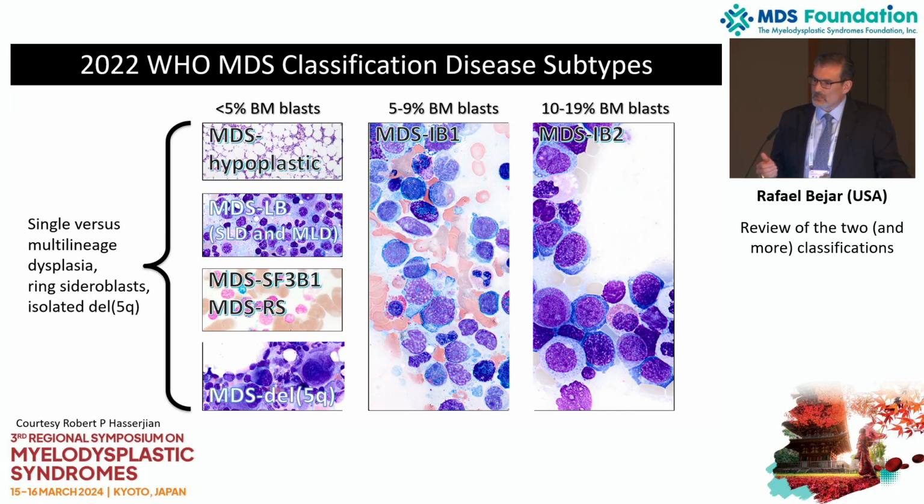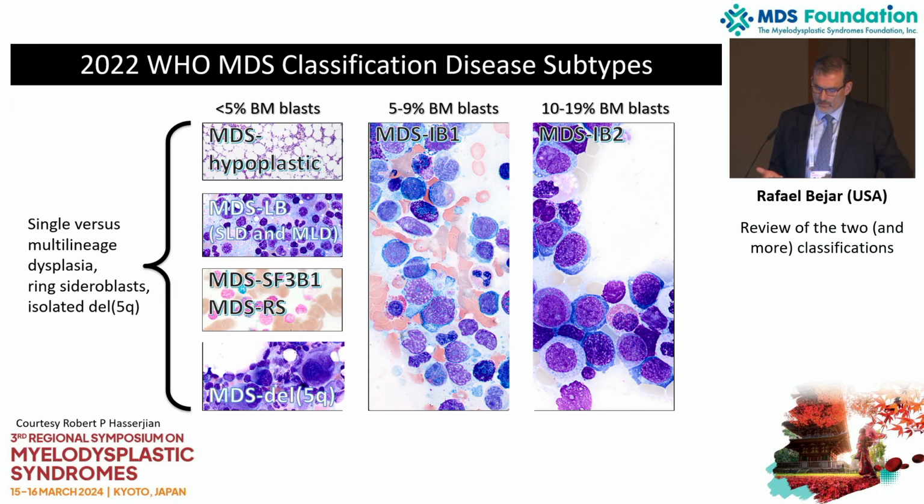5 to 9% is MDS with increased blasts. And for the less than 5% blast, those low blast cases, we have a new category, MDS hypoplastic, again, largely because we've identified a group that maybe isn't biologically distinct, but it has some potential avenues for treatment that are more likely to work in that group.